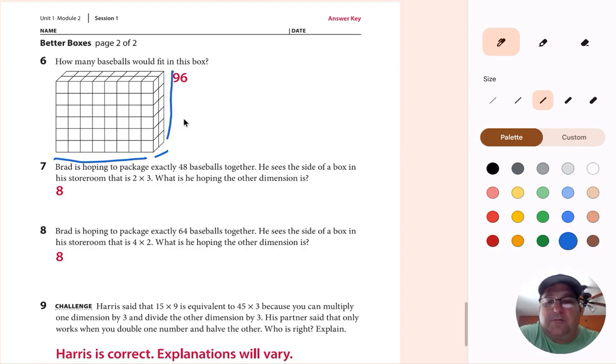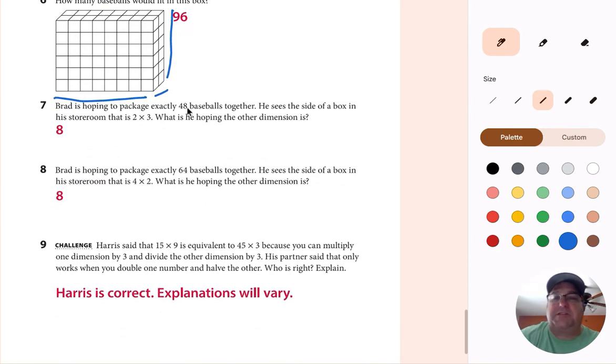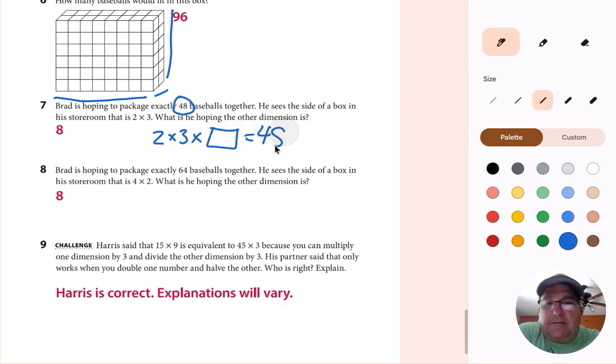All right, these last couple, 7 and 8. Brad's hoping to find a package that holds exactly 48 baseballs. So we want 48 baseballs. Now he sees that the sides of the box in the storeroom is 2 by 3. What's he hoping the other dimension is? So we know it's 2 by 3 times something. We want it to be 48. So the question is, what should that be? The answer is 8. We can see that. You guys show me how you got it there, okay?